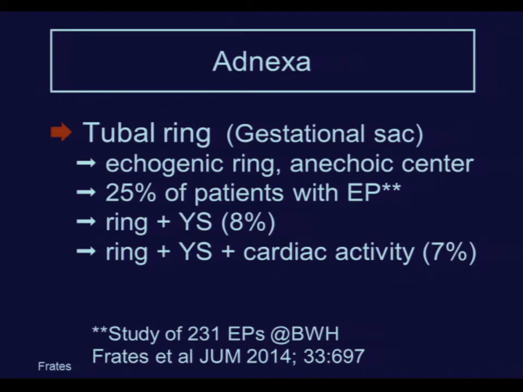In a recent study of ectopic pregnancies that we looked at with 231 ectopics, 25% of our patients had a tubal ring found in the adnexa. Another 8% had a yolk sac within the center of that tubal ring, and another 7% had cardiac activity in addition to the yolk sac within the adnexal ring.